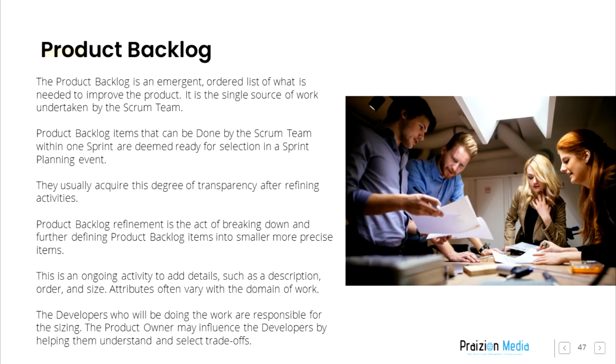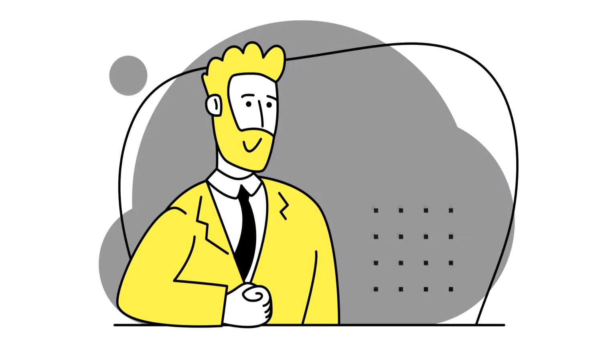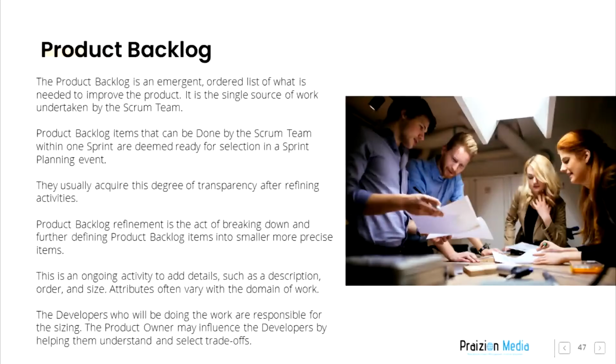Product backlog. The product backlog is an emergent ordered list of what is needed to improve the product. It is the single source of work undertaken by the Scrum team. Product backlog items that can be done by the Scrum team within one sprint are deemed ready for selection in a sprint planning event. They usually acquire this degree of transparency after refining activities.